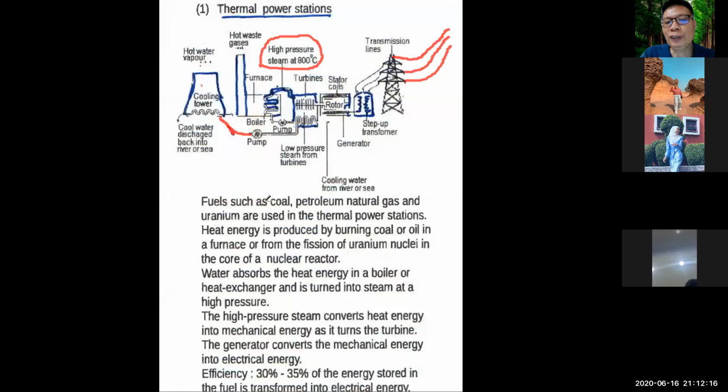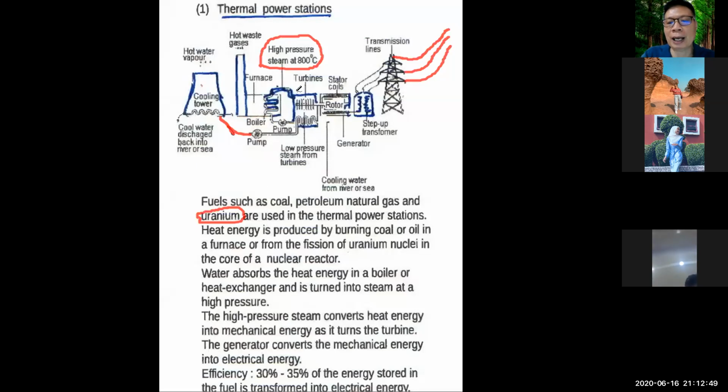Yeah. Fossil fuels such as coal, petroleum, natural gas, or even uranium. Uranium is nuclear. Used in thermal power station. Heat energy produced by burning coal or oil in the furnace. Here, burn it. Form of fission of uranium. This is chapter 5 you learn. Water absorbs the heat energy in the boiler. Okay, water absorbs the heat energy in the boiler and heat exchanger and turns into steam.